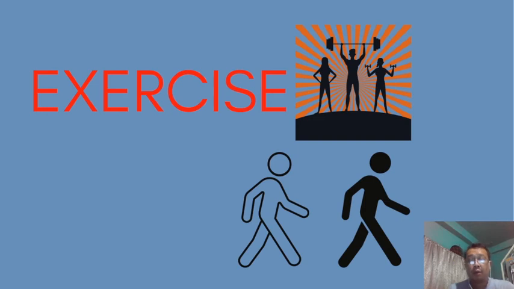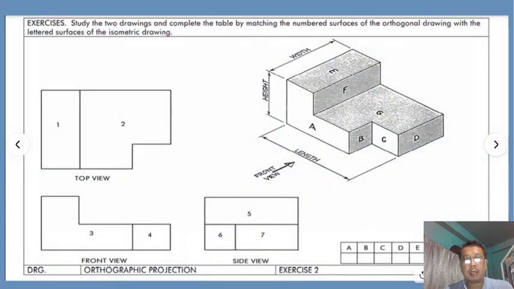And then also, the slide presented the different types of lines that can be used to present our particular object. So on the first exercise, let's see what's on the exercise. We have here an example of isometric drawing. So we have the three views of the isometric drawing.